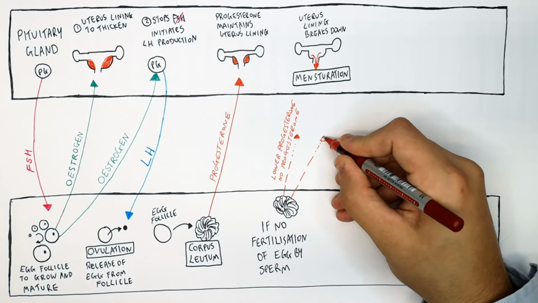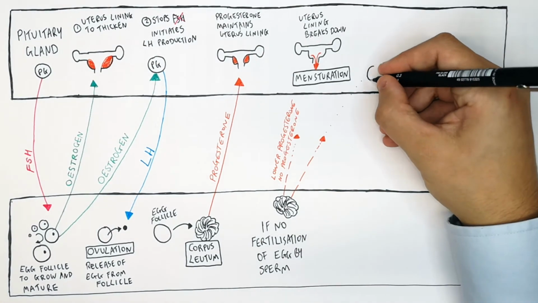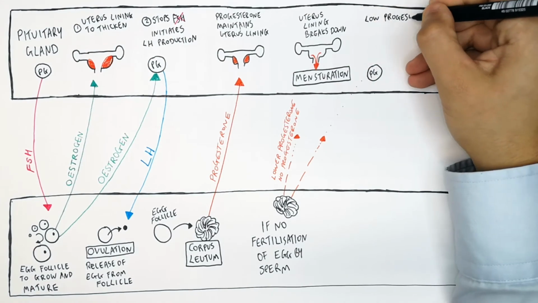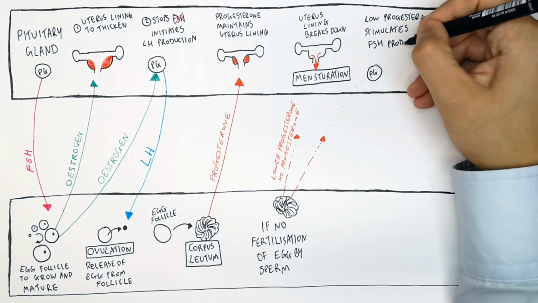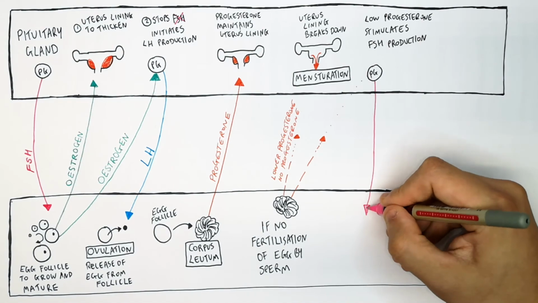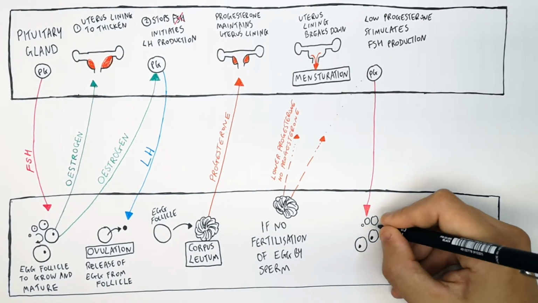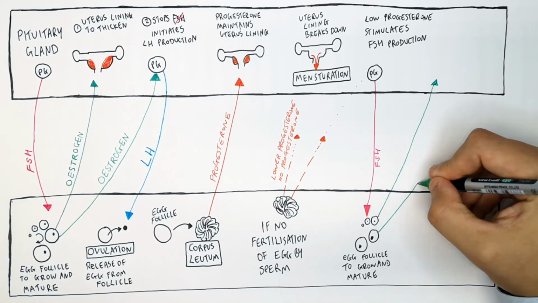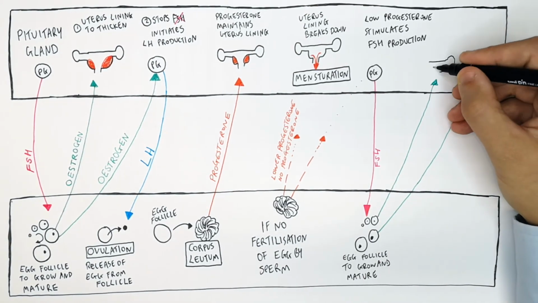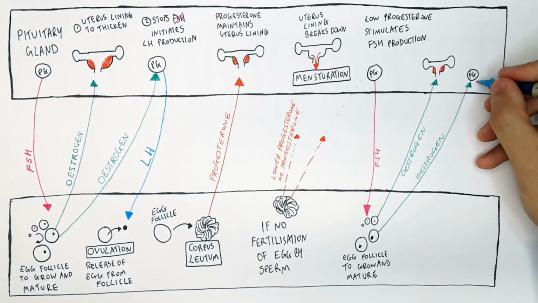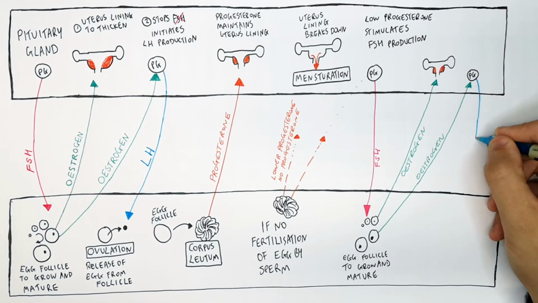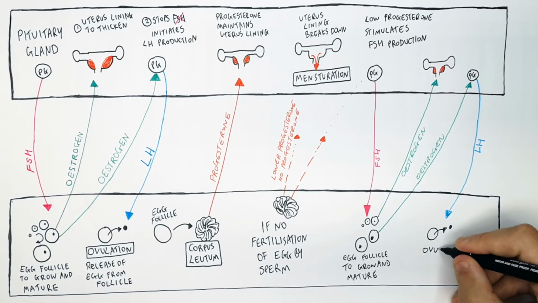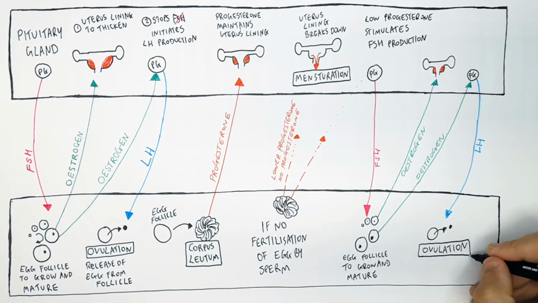So low levels of progesterone are then going to cause the pituitary gland to produce FSH. This causes the egg follicle to grow and mature again. This then causes release of estrogen, which stimulates the uterus lining to thicken, and it also causes the pituitary gland to secrete LH. LH will then cause ovulation, and the cycle continues on and on.